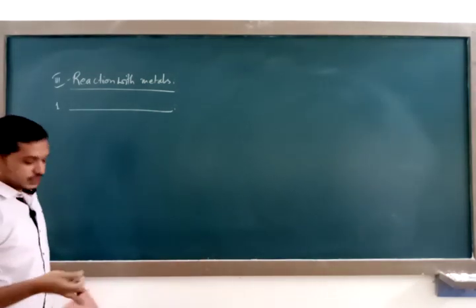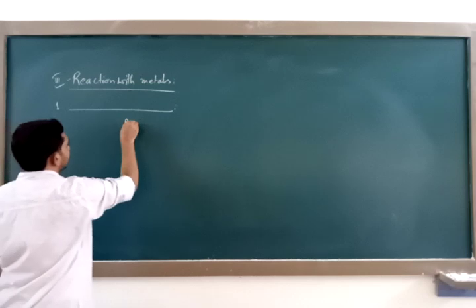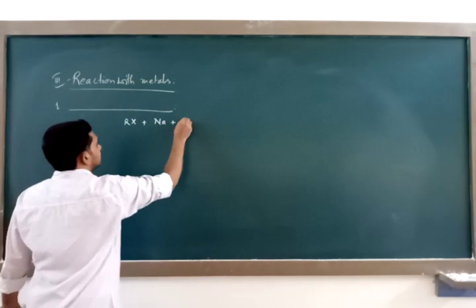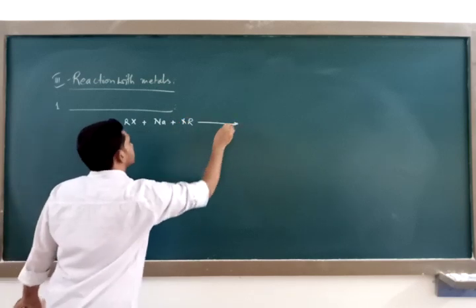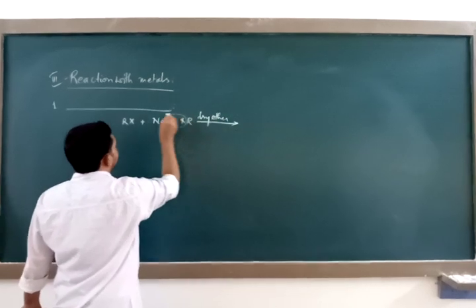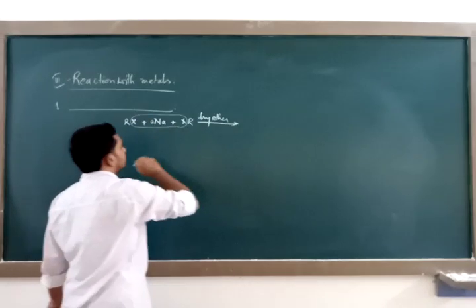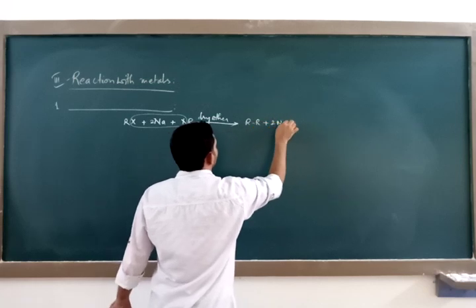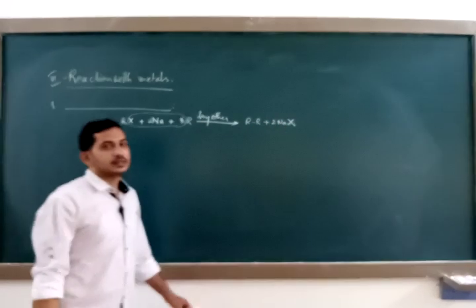What was Wurtz's reaction, you remember? When a haloalkane reacted with sodium metal in the presence of dry ether, this part was lost. So you got alkane. You got alkane, isn't it?